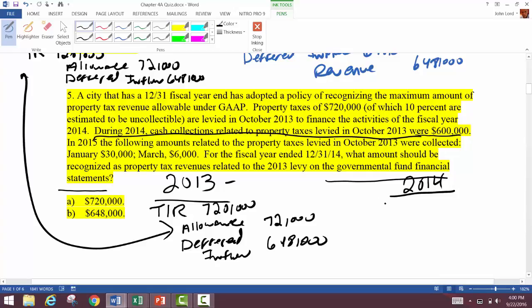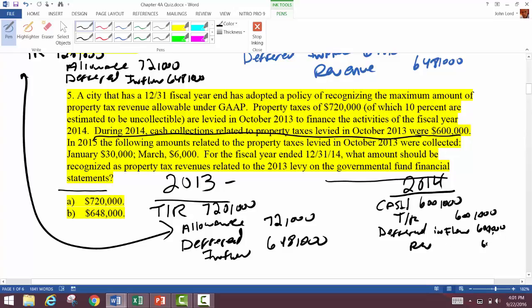$600,000 during the year, so they're going to debit what? Cash, $600,000. Credit the taxes receivable, what, 600,000? Because they've collected those. Okay. And we're going to do what? Debit deferred inflow, for how much? 600,000, and credit what? Revenue for 600,000. With me so far?